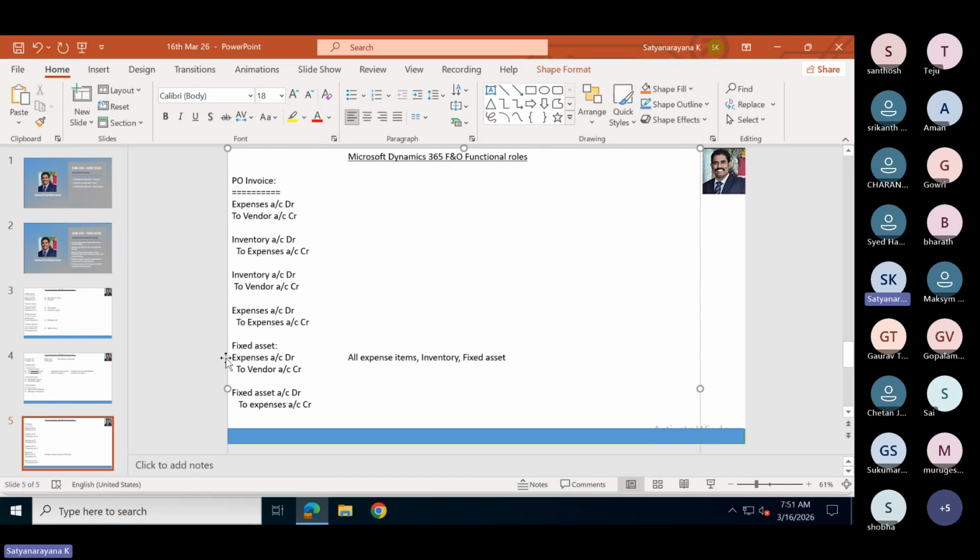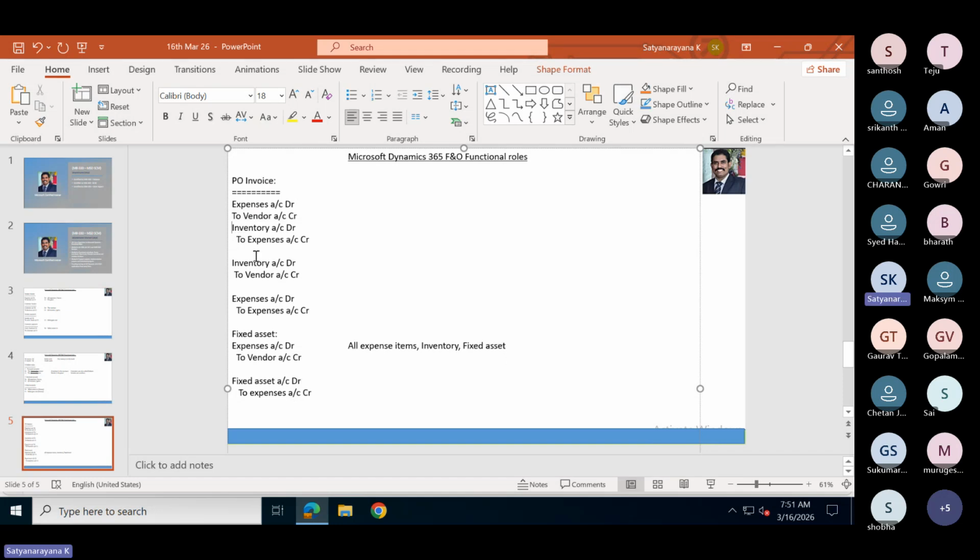So expenses become inventory, that is one asset. Expenses becoming fixed asset, then it is a fixed asset. That's what I'm explaining here. If you look at this one, this is inventory to fixed asset. Inventory account debit to vendor account credit. This is inventory. And here it is fixed assets. It is fixed asset account debit to vendor account credit. The rule is working fine.